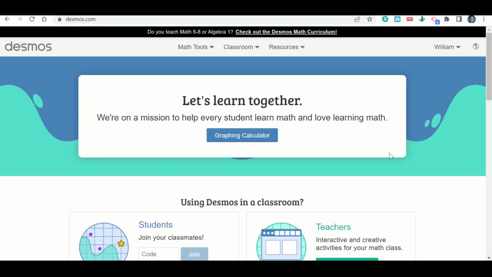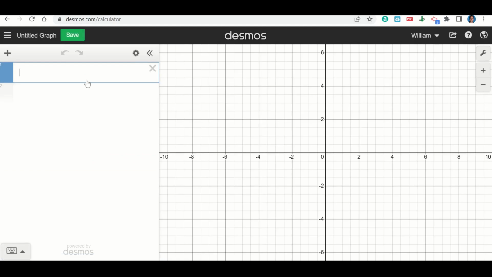Let's talk now about how we can use Desmos to check our work when dealing with calculations on complex numbers. So let's go ahead and go to the graphing calculator. I'm going to go to desmos.com and click on graphing calculator. And let's say that I wanted to add two complex numbers together. So 3 plus 3i plus 2 minus 4i, and I wanted to add those two complex numbers together.